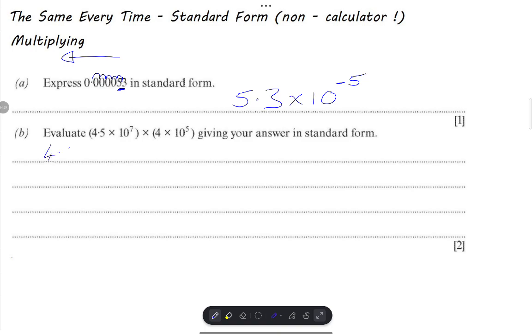Now the next one, why don't you pause the video and have a go at this one yourself?